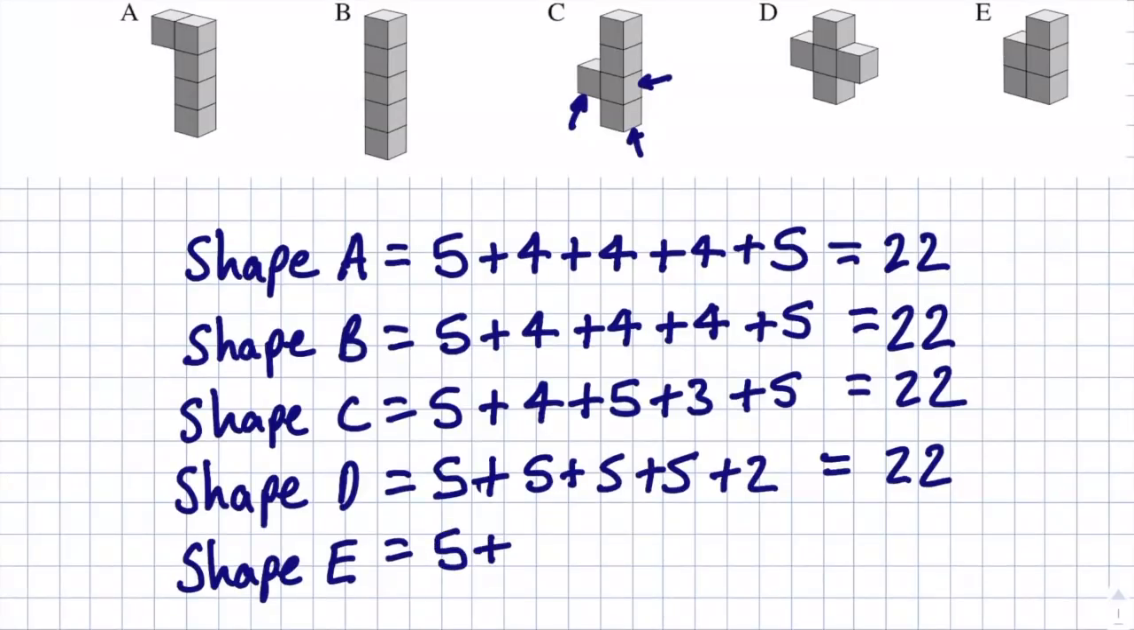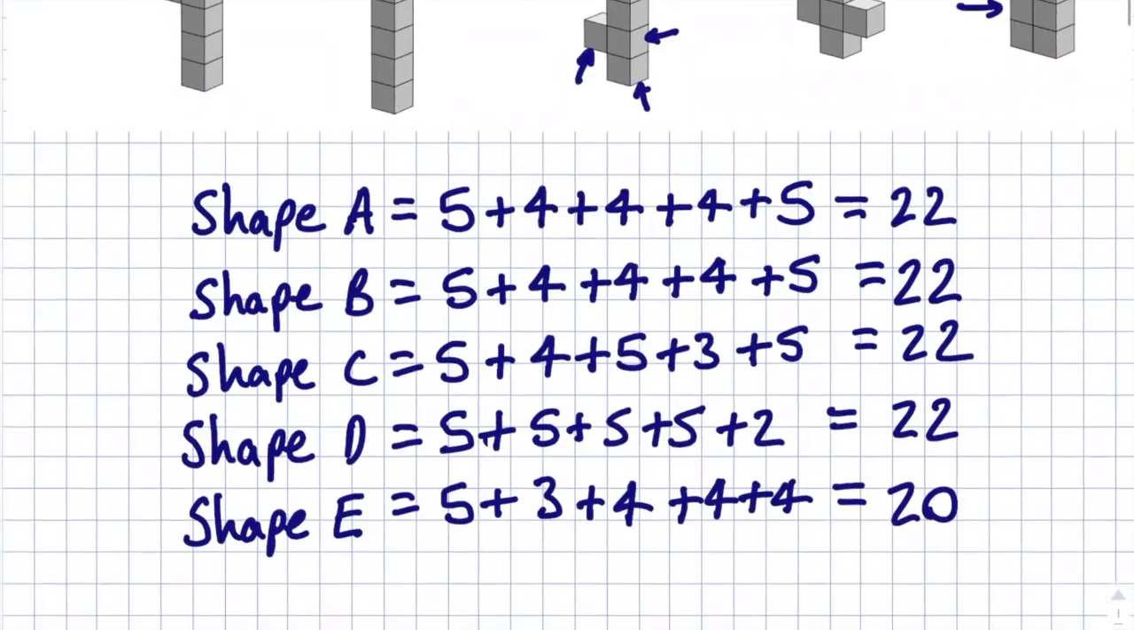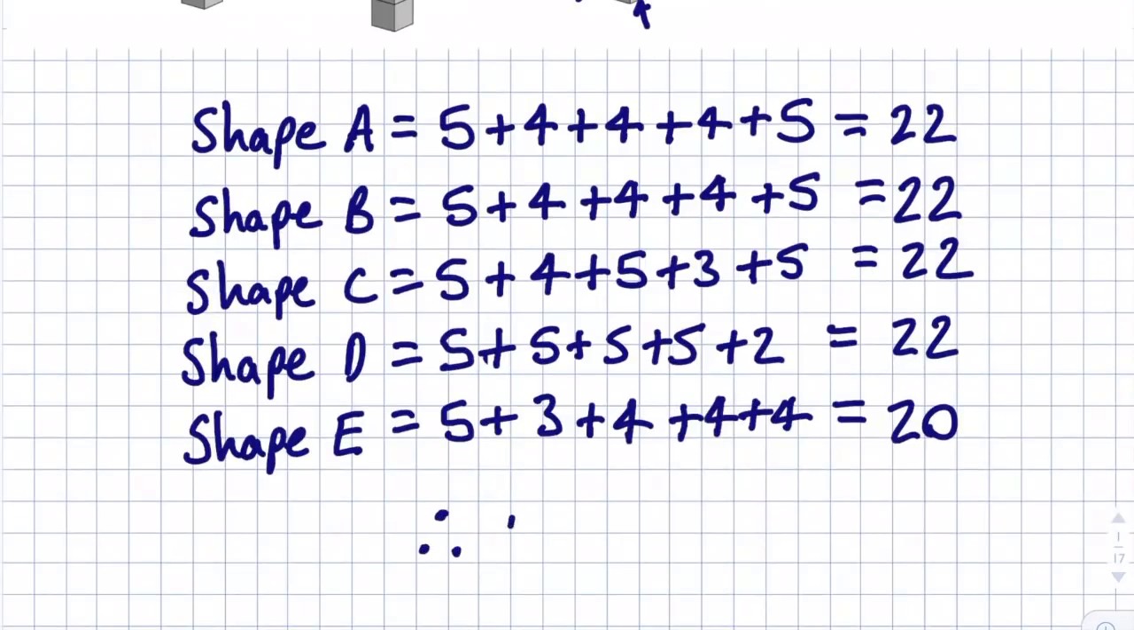So shape E, first cube has 5 faces. The second cube has 3 faces. The third cube, which I'm going to call this cube here, has 4 faces. And then the other 2 cubes have 4 faces. So we've got 5 plus 3, which is 8, 8 plus 4, which is 12, 12 plus 4, which is 16, 16 plus 4, which is 20. So 20 is the smallest number of faces, so therefore shape E must have the smallest surface area. So our final answer is answer E.